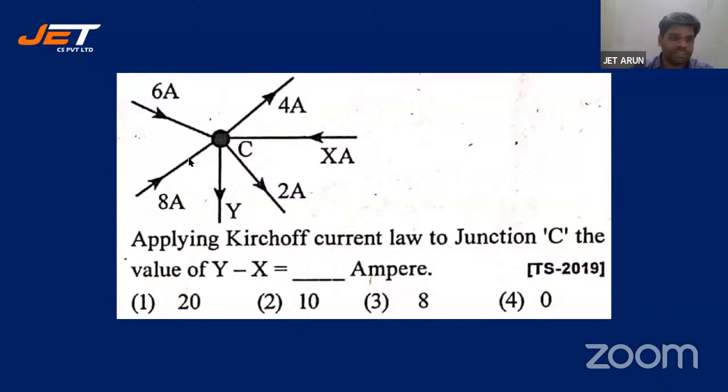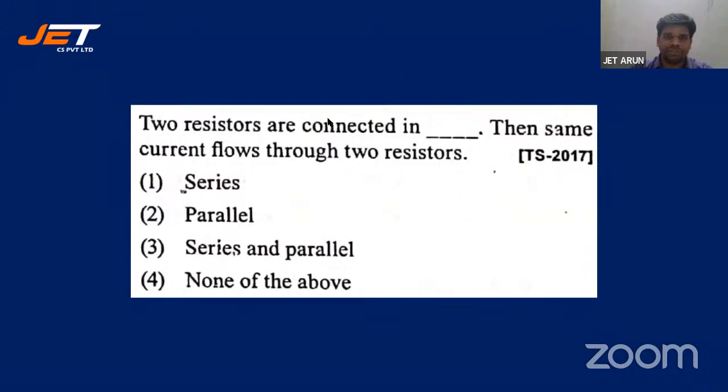All right, let's look at the key, students. 8 is absolutely right. How do we get that? I write 6 plus X plus 8 is equal to 2 plus 4 plus Y. So X plus 14 is equal to Y plus 6. So Y minus X is equal to 14 minus 6, which is 8. Let's go to the next one.